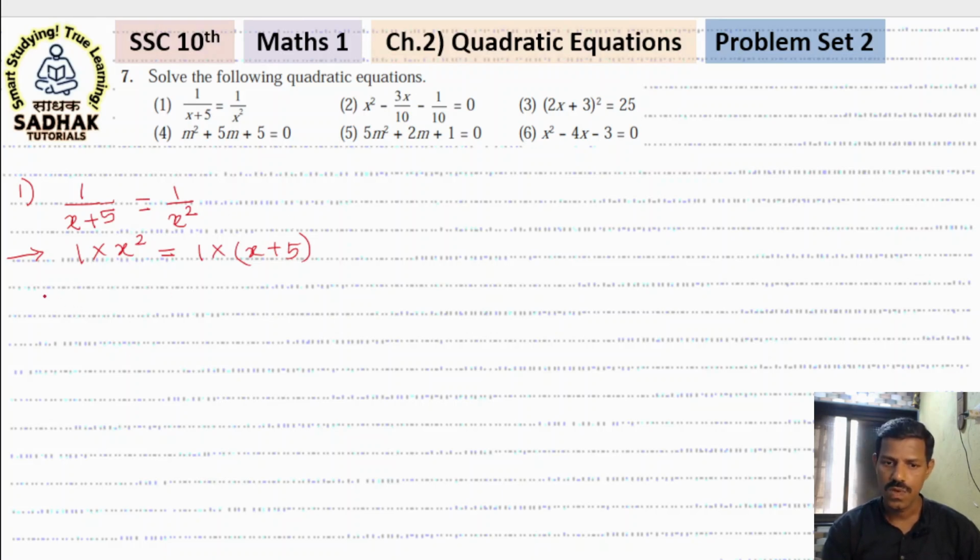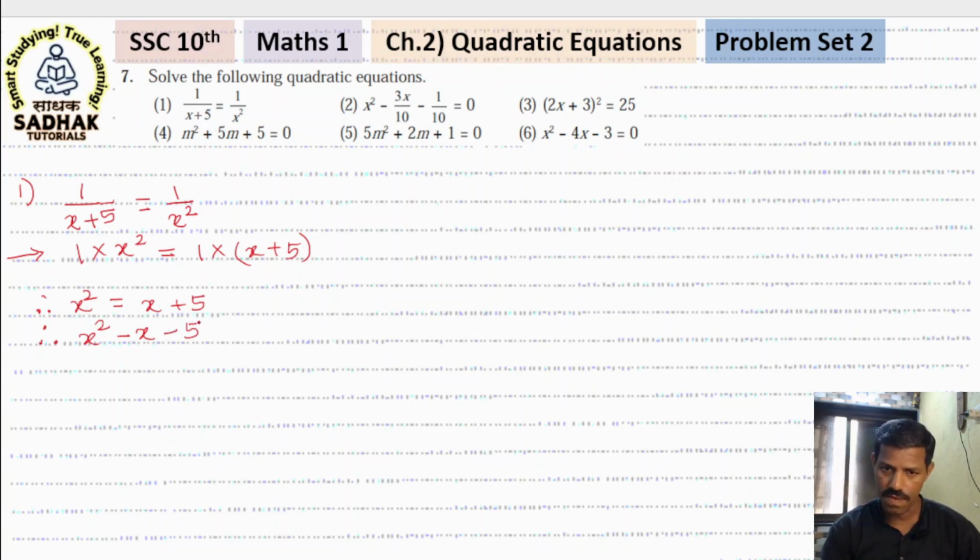So therefore, what will we get? X multiplied by x square is x square, is equal to 1 multiplied by this binomial, which will not change anything. So it is x plus 5. Now we have to take this x plus 5 from the right hand side to the left hand side. When we do that, the signs will change. So this plus x will become minus x, and this plus 5 will become minus 5.